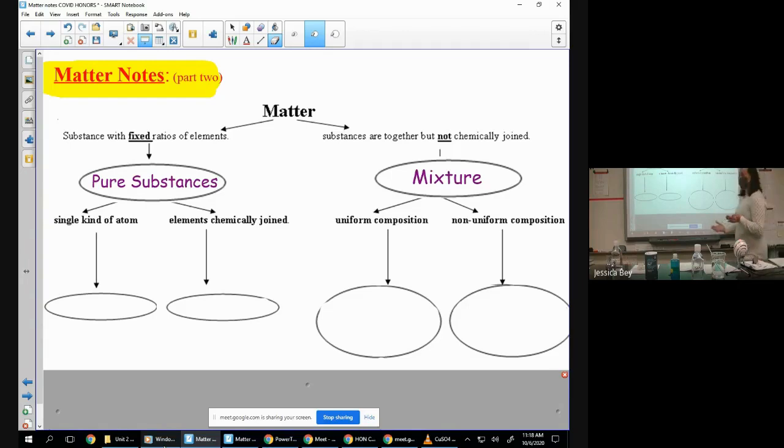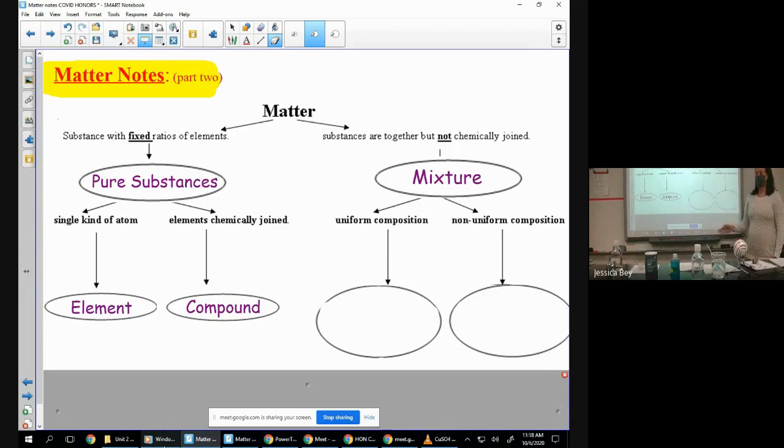Now, out of the pure substances, we had two types. We had elements and we had compounds, right? Which one is going to be a single kind of atom? That's going to be an element. Very good. And then elements that are chemically joined together, those make compounds. Very good.